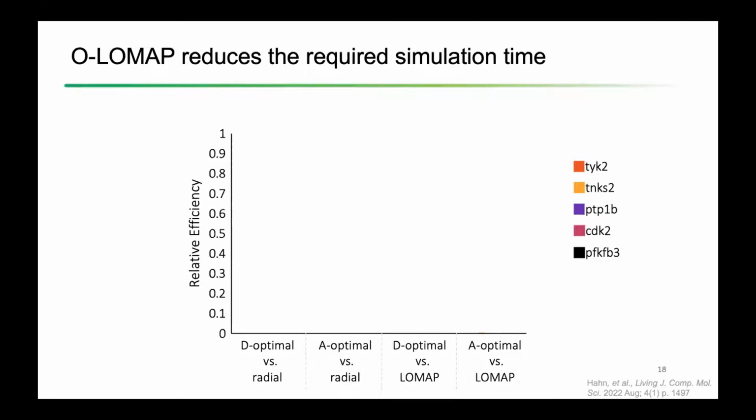And what we see consistently comparing D-optimal and A-optimal to radial and LOMAP is that we have a continuous improvement in the efficiencies. These are theoretical results. Michael, in his next talk, will show you some of his work during his internship on running simulations that actually bolster these results.